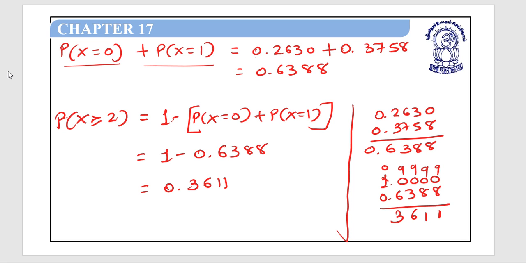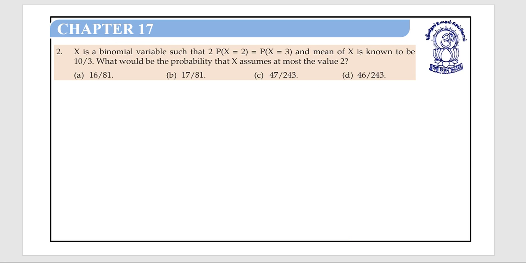Now probability of x is equal to 0 plus probability of x is equal to 1: 0.2630 plus 0.3758 is equal to 0.6388. So probability of x greater than or equal to 2 is equal to 1 minus, in the bracket, probability of x is equal to 0 plus probability of x is equal to 1. That is 1 minus 0.6388, which is equal to 0.3611.